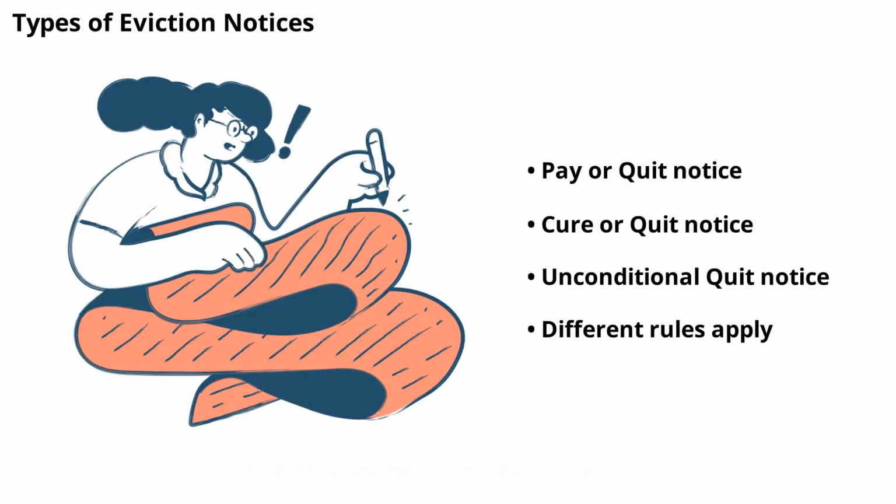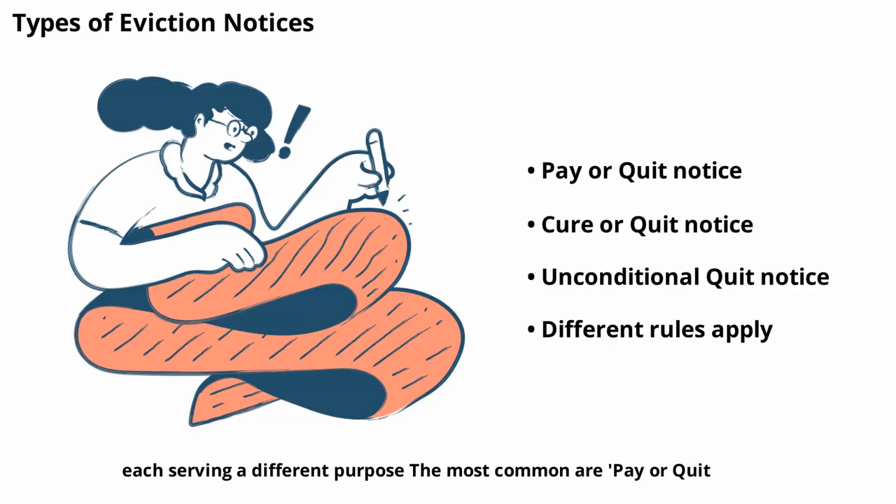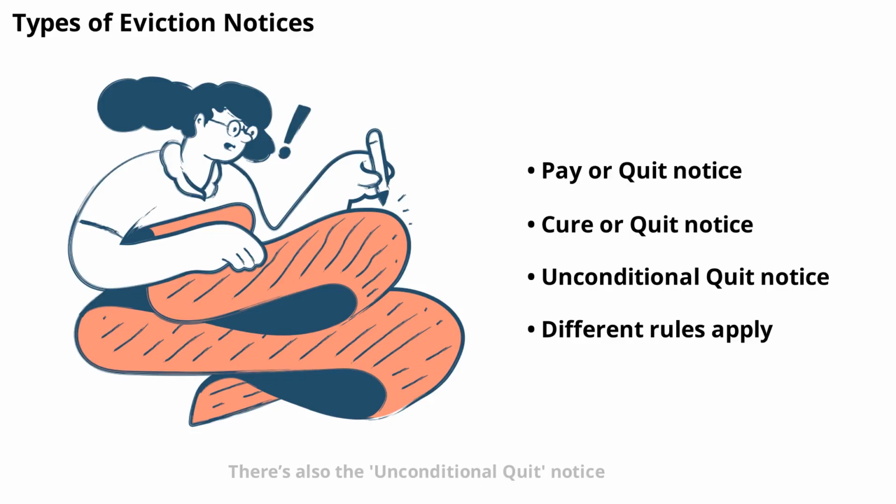There are several types of eviction notices, each serving a different purpose. The most common are pay or quit, which demands payment of overdue rent, and cure or quit, which addresses lease violations. There's also the unconditional quit notice, which requires the tenant to leave without the option to fix the issue. The notice type depends on the situation and local regulations. Tenants should read these notices carefully as they outline what actions are needed to avoid eviction.